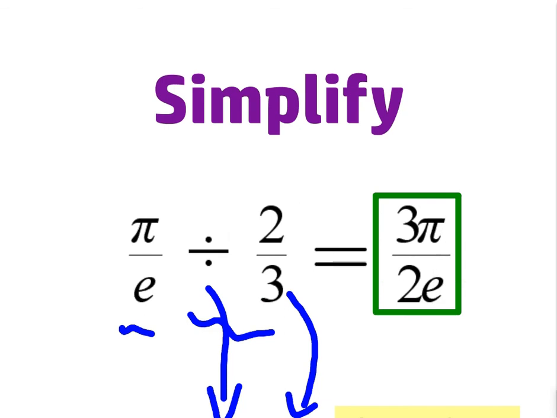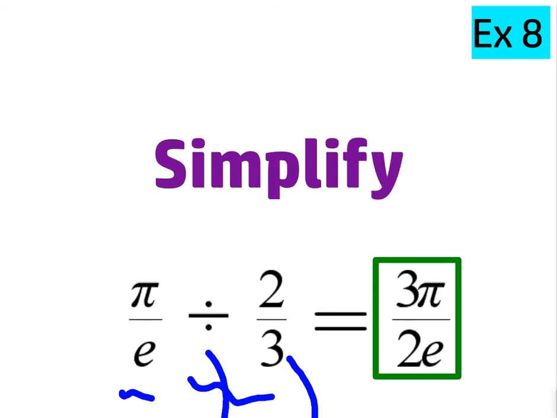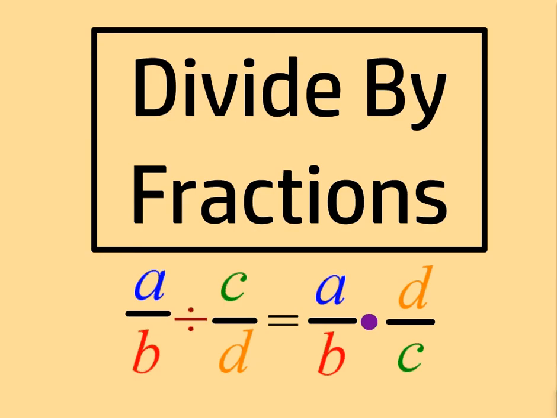So that's it. When you divide fractions, you simply do nothing to the first fraction. Okay? You change the division to multiplication, and you multiply by the reciprocal, or you flip the fraction.